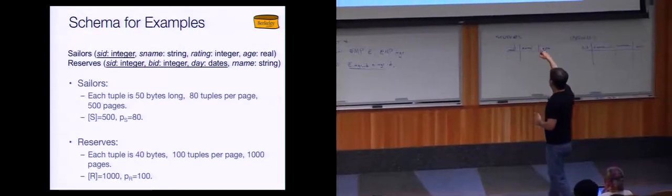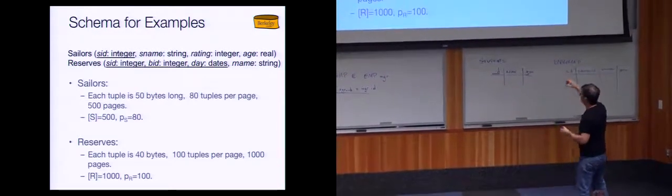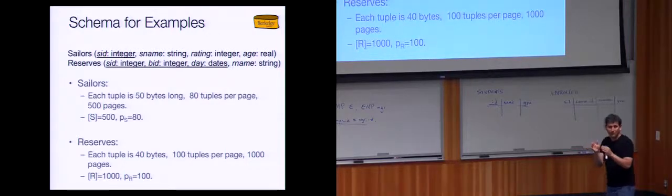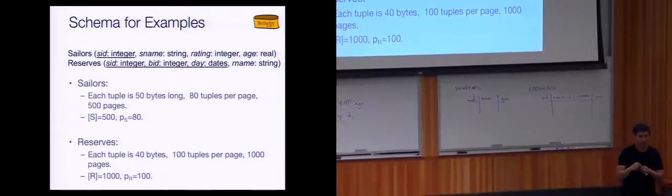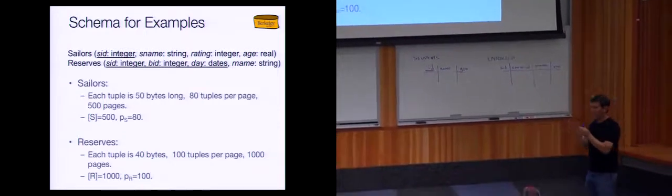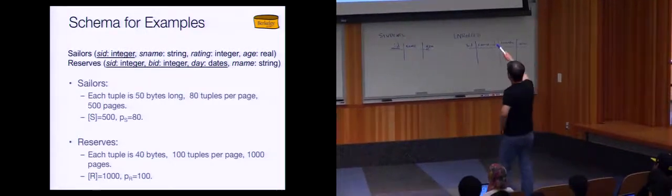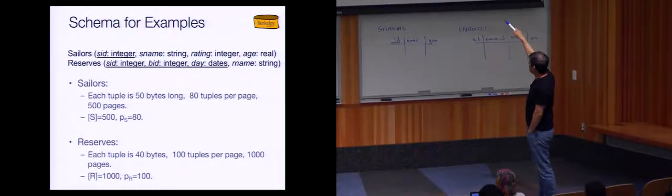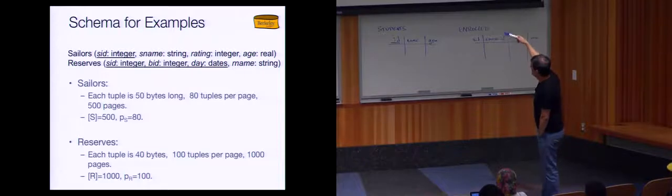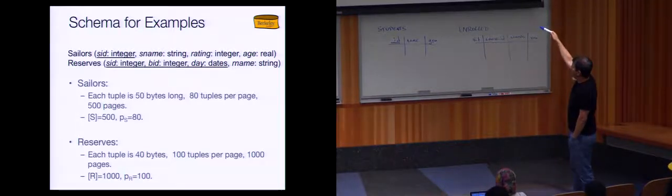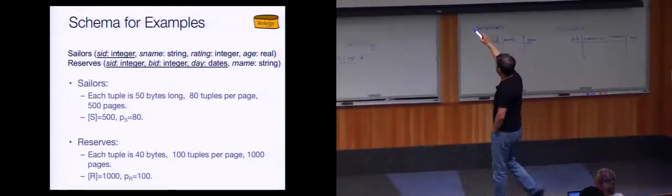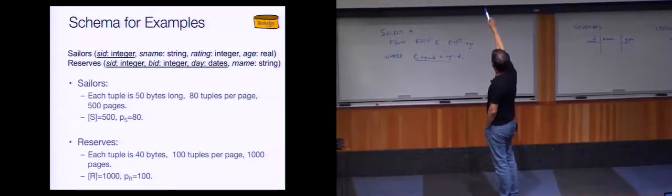All right, here's the stuff that's going to affect our costs. In the sailors table, every tuple is 50 bytes long, so we're going to assume that we have a fixed amount of space for every tuple in this example. It wouldn't be true in general. Lots of times you have variable length tuples, but for now, let's assume it's fixed. We're going to have tiny little 4K pages because the book is old. So with tuples 50 bytes long, there are 80 tuples per page, and we'll have 500 pages. The way we'll notate this is with brackets: brackets around S equals 500 means there are 500 pages.